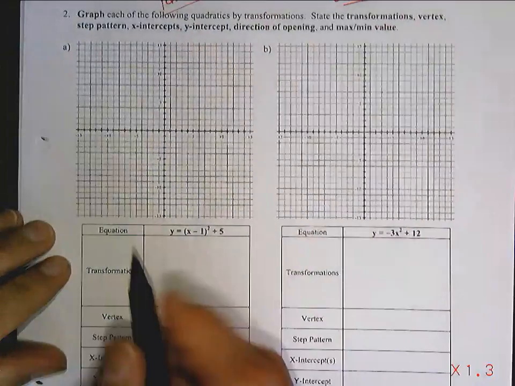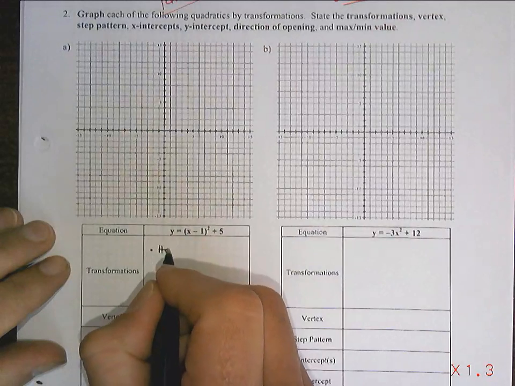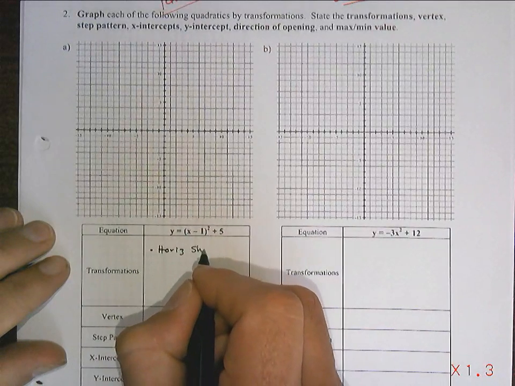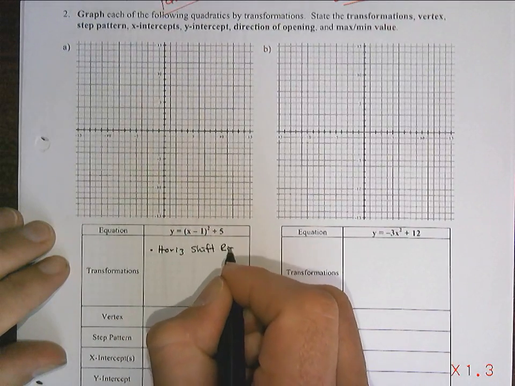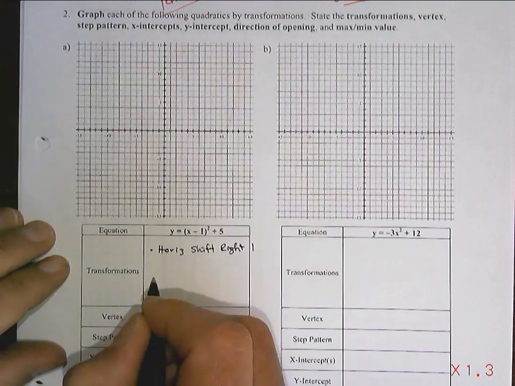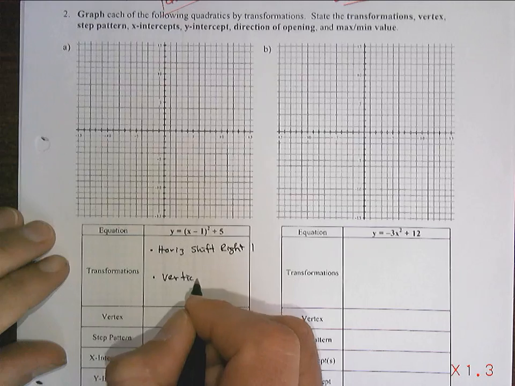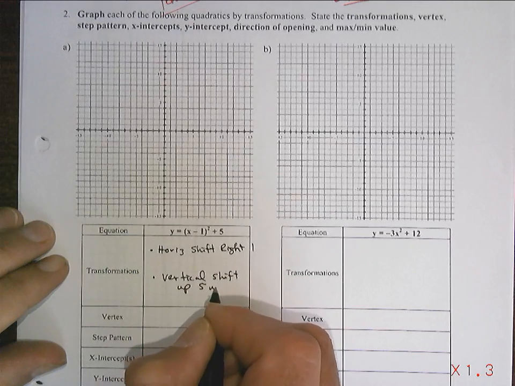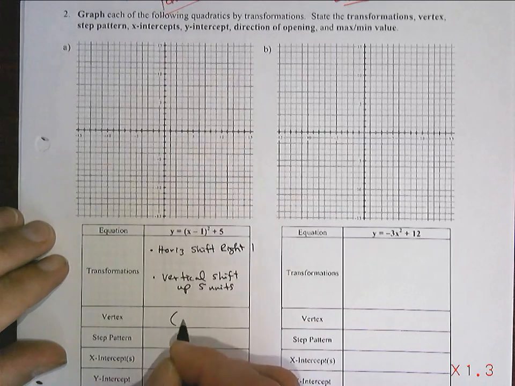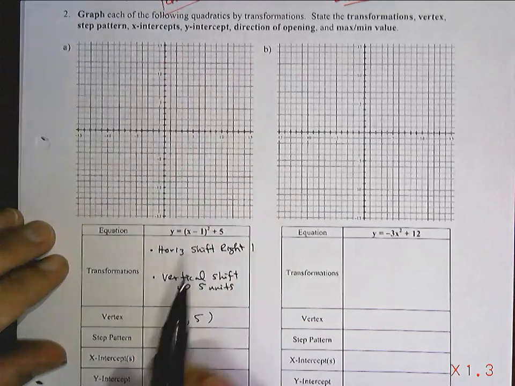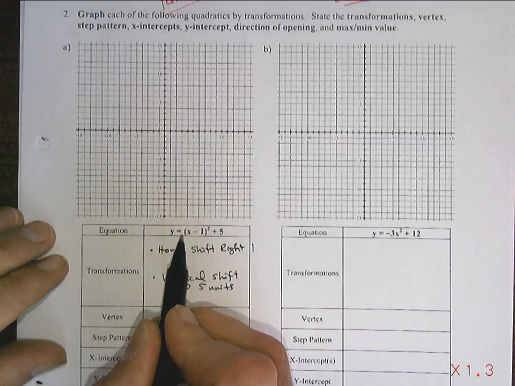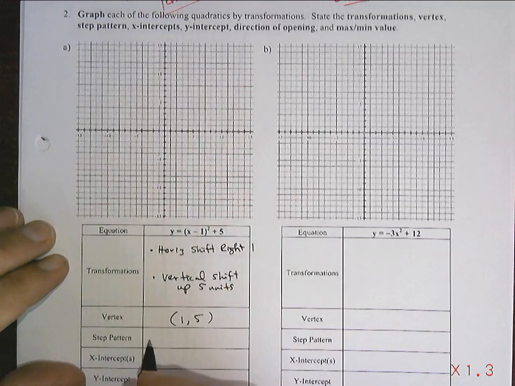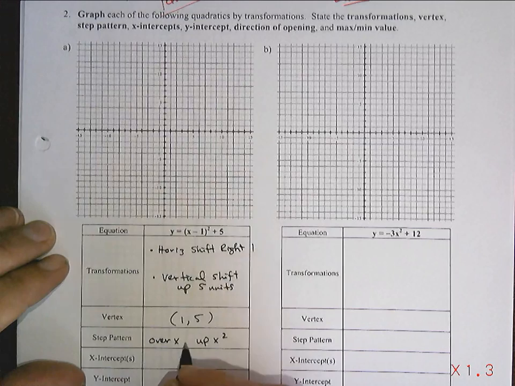What are the transformations that I see? I see a horizontal shift to the right 1 unit. I see a vertical shift up 5 units. That means my vertex goes to 1, 5. My step pattern, the A value is 1. There's no stretch, there's no compression. So it's congruent to y equals x squared. So it's over 1, up 1 squared.